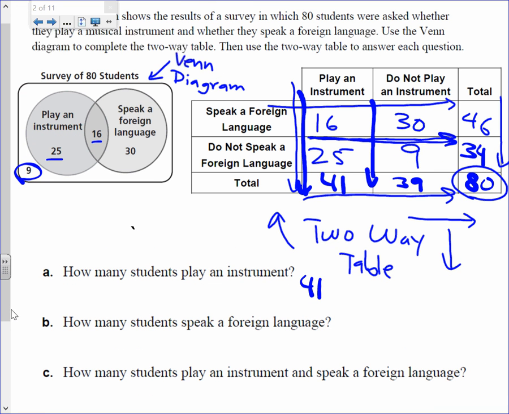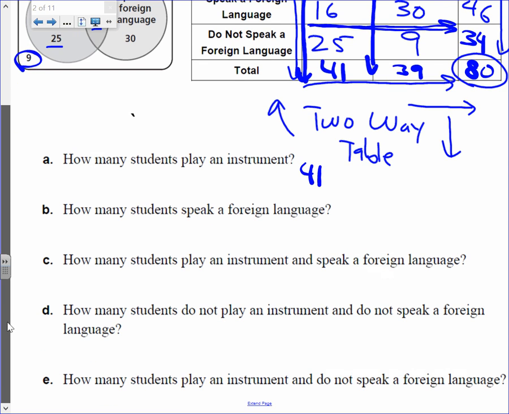Okay, so we got to get clear what the circles mean. They actually mean the full category. A lot of people would be tempted to answer this question as just 25, and I saw that with some of the groups. How many people play an instrument? They just look at the 25. But it's everyone in the playing an instrument circle. Careful there.